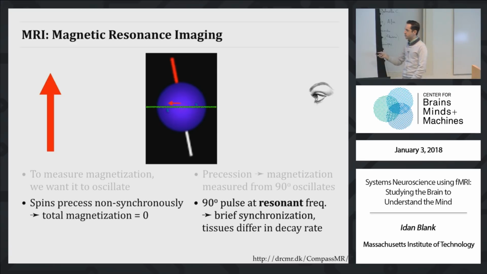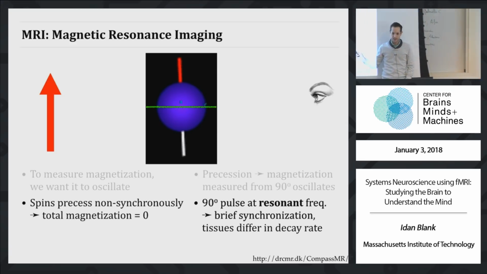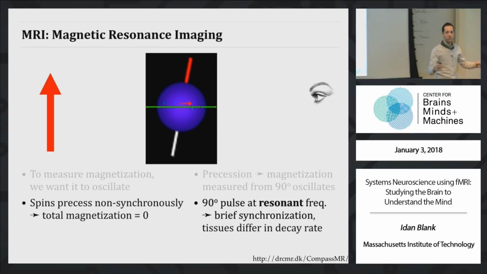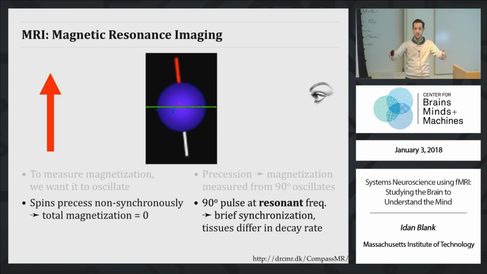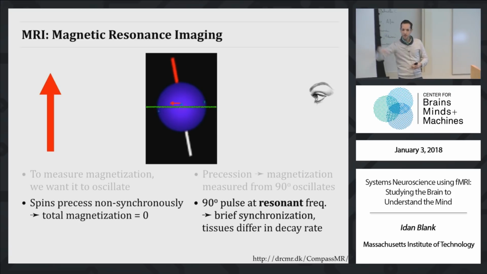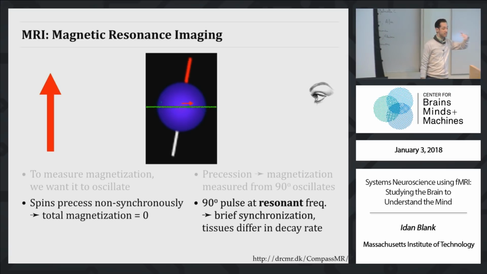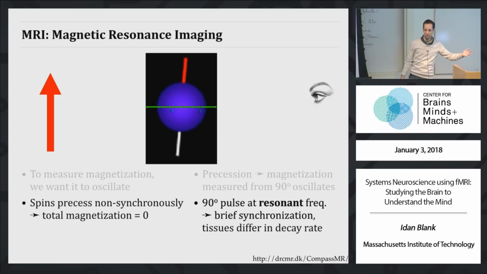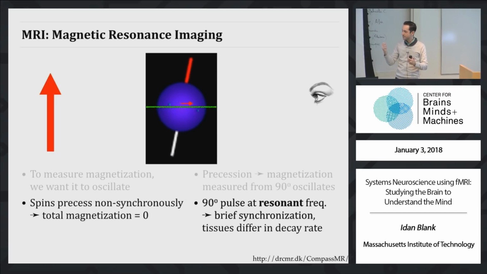Now, different tissues differ in their decay rate, and that's what's important. If at a certain point in time I freeze the system, and I look at the amount of synchronization of these spins, one tissue, for example the gray matter, will have a different amount of synchronization from spins in the white matter or in the cerebrospinal fluid. These tissues are different. They have different properties, and they have different interactions within them that influence the desynchronization.